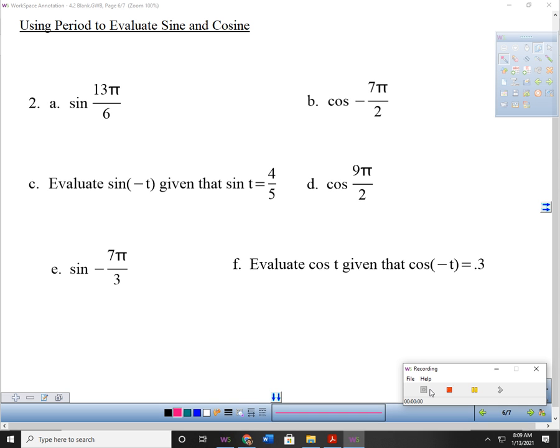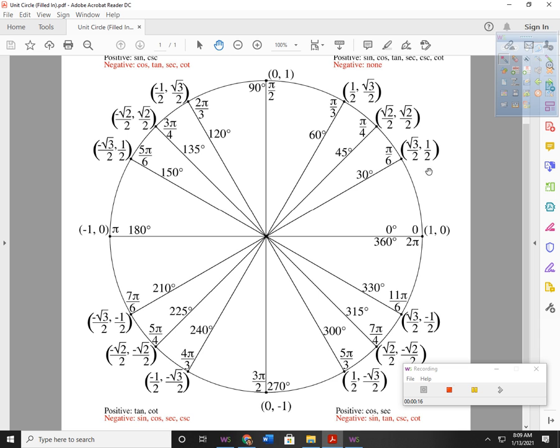We left off yesterday talking about the even and odd functions, and now we're going to evaluate sine and cosine using the period. Remember, the period means how long it goes before it starts repeating. If you think about this, sine will go from 0 all the way around, and none of these points are going to repeat. These points are all different, right? Cosine is the same, it goes all the way around.